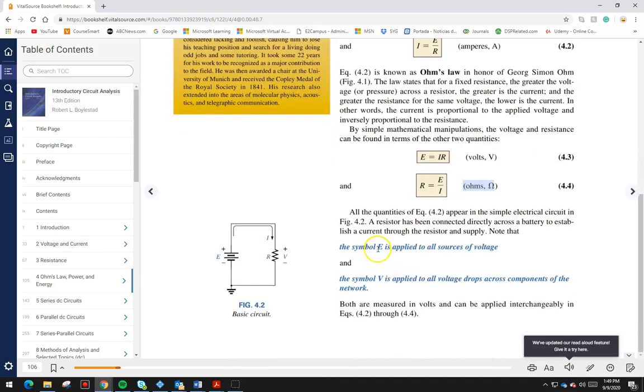And again, in this book, they use E to represent voltage, but E is used more to represent a source. I like to use V for anything that's related to voltage, but you can also use E, so don't be surprised that they use capital E for that.